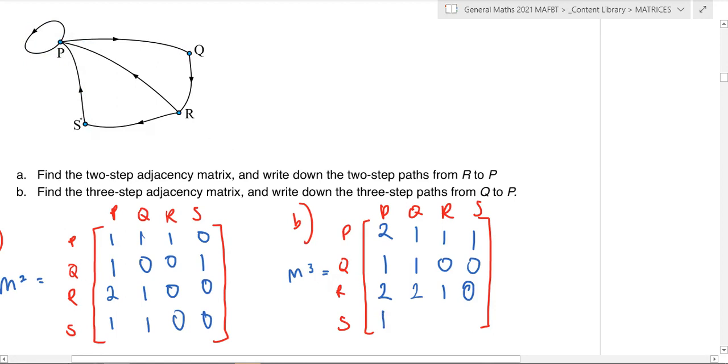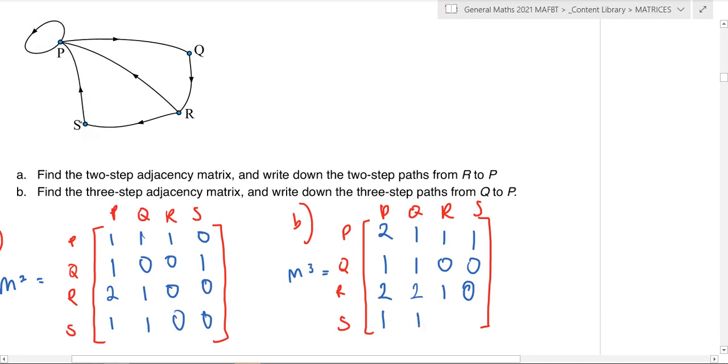S to Q. Okay, here we go. 1, 2. I'm already at Q, so what I'll use is that loop. 1, 2, 3. There you go. 1, 2. Yeah, that's really all you can do. 1, 2, 3. So S to Q, there's only 1.